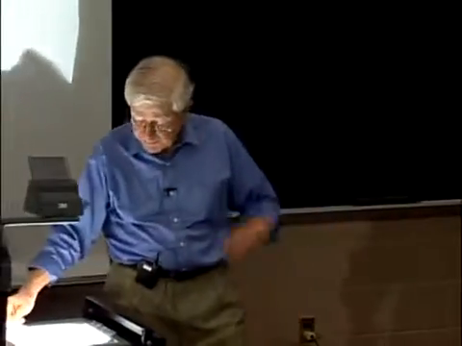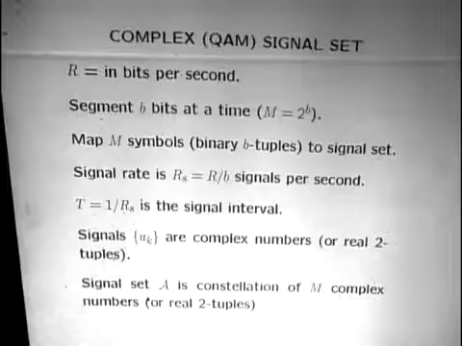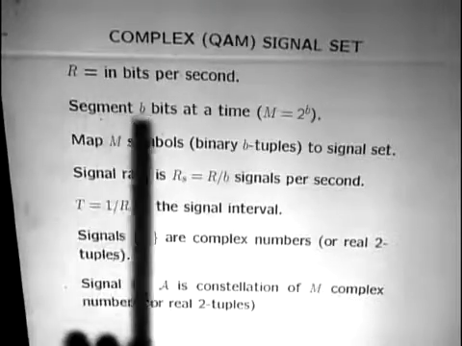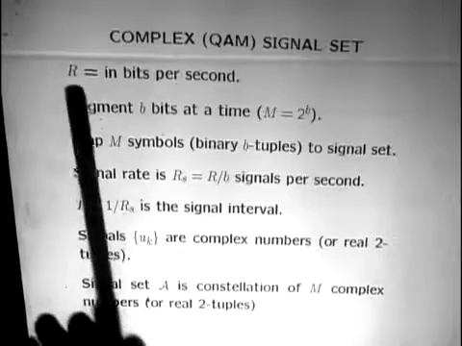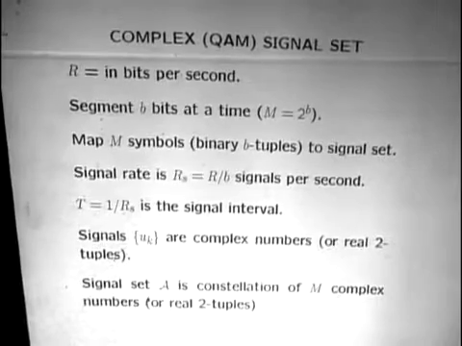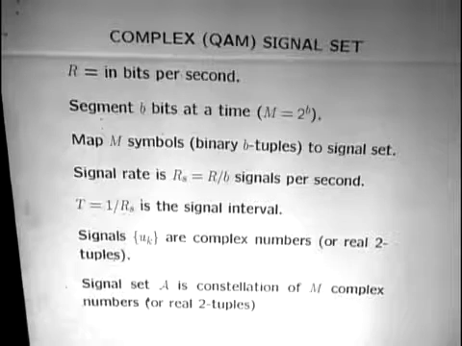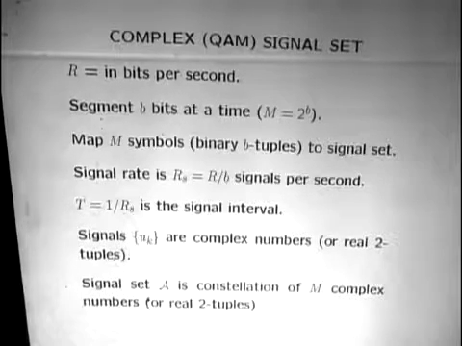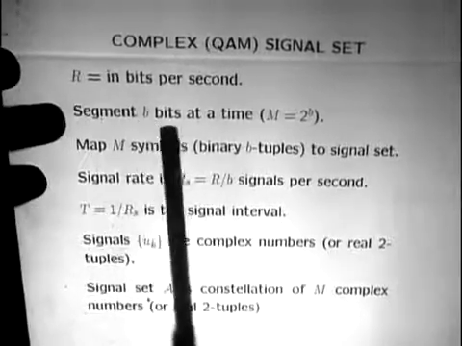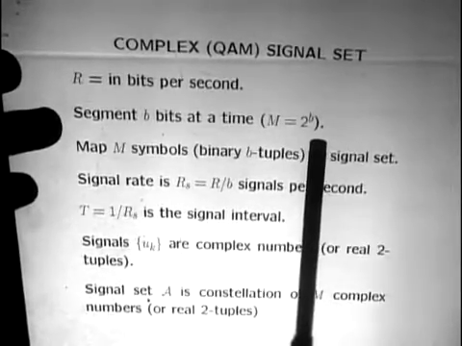Okay, so what we're going to do now is look at each of these pieces one at a time. The first part is the complex QAM signal set. And just for some notation here, so we'll be on the same page, we use R to talk about the bits per second at which data is coming in to this whole system. You know, that's the figure you're interested in when everything is done. How many bits per second can you transmit? We're going to segment this into b bits at a time. So we're going to have a symbol set with 2 to the b elements in it.